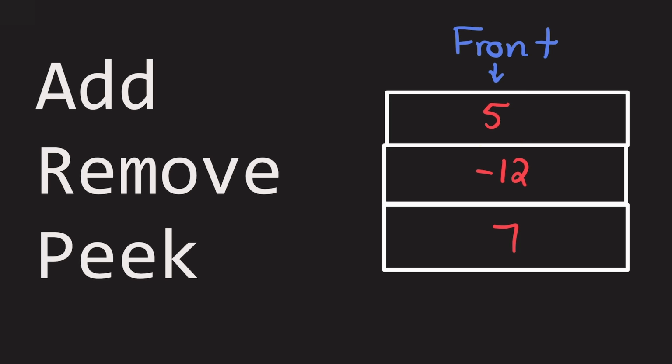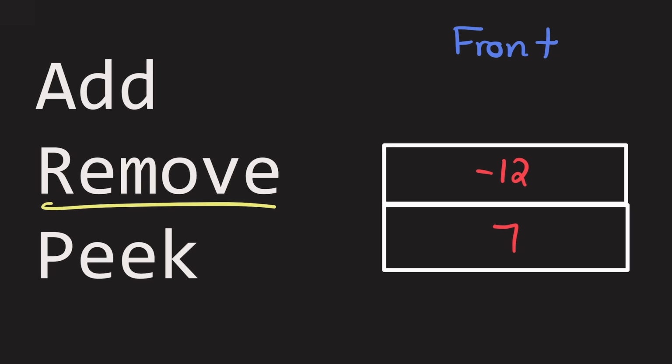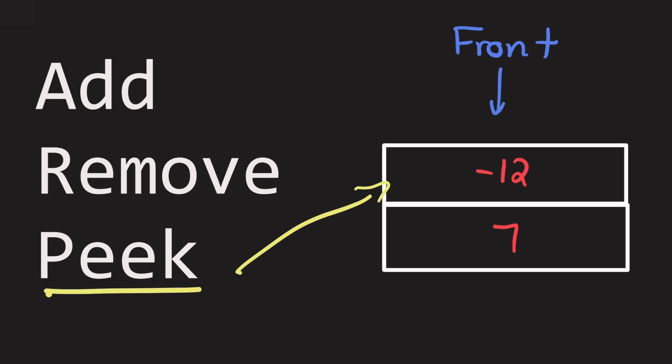Next, let's use the remove, or otherwise known as the dequeue method. This removes the element at the front of the list, which in this case is 5, and returns it. Now if we would use the peek method, it would return -12, because that is now the front of our queue. And like I said, they're very self-explanatory based on the name.